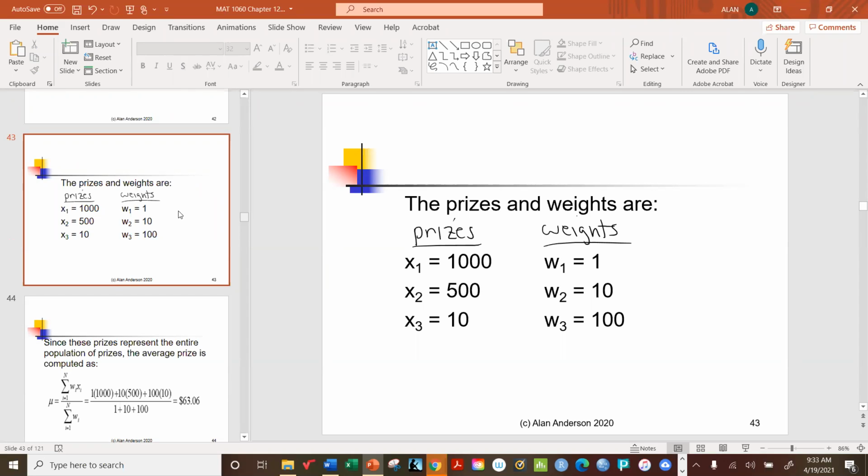In this case, we're going to treat the three prize values as a population because that represents all the prizes that are available in this lottery. So we're going to use the population formula this time. And so the calculations are shown in the next slide. We're going to just do some substitution. What you should do is try to make sure you can reproduce these results with your calculator. So here's what I mean.